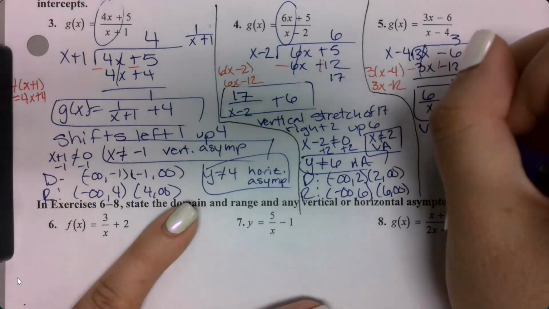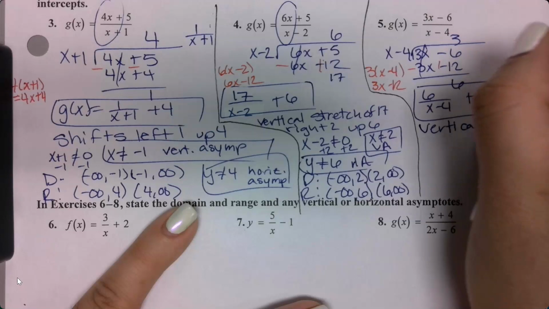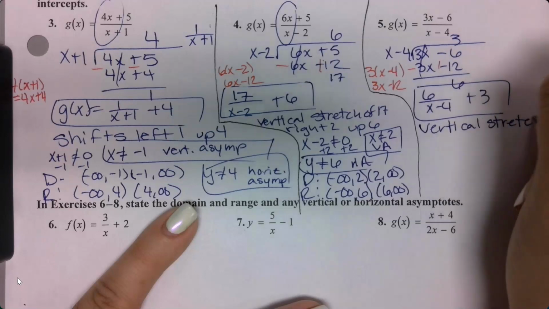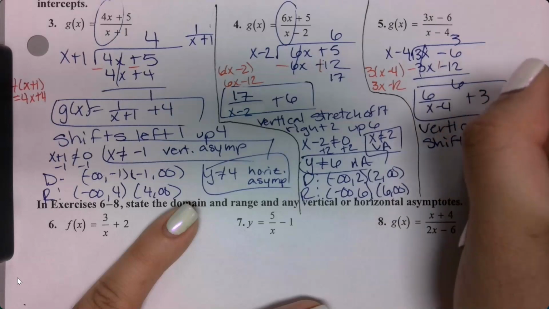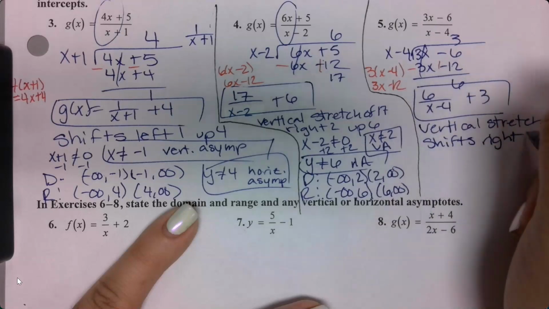This is a vertical stretch of 6, the number on top. Shifts right 4. Up 3.